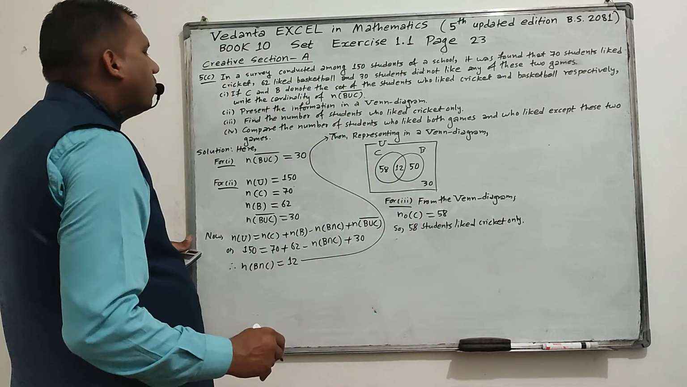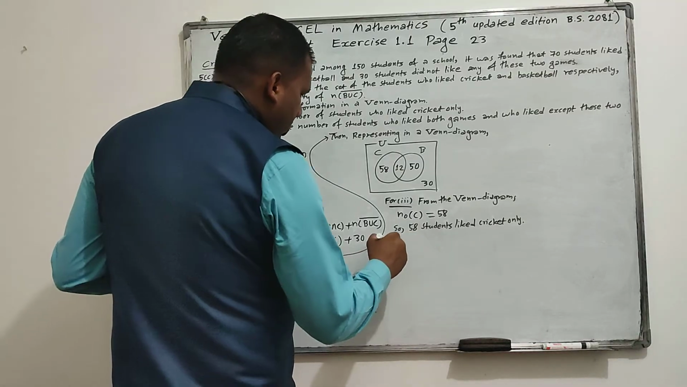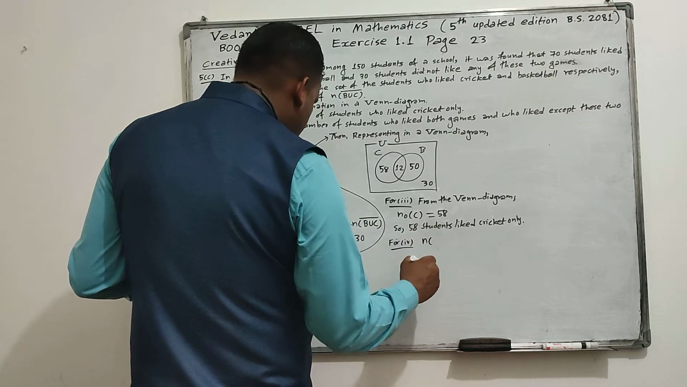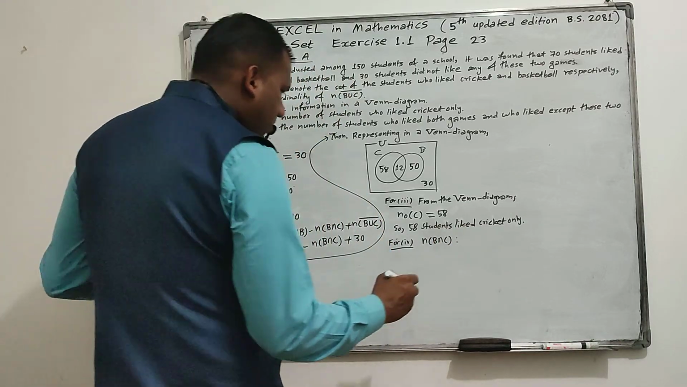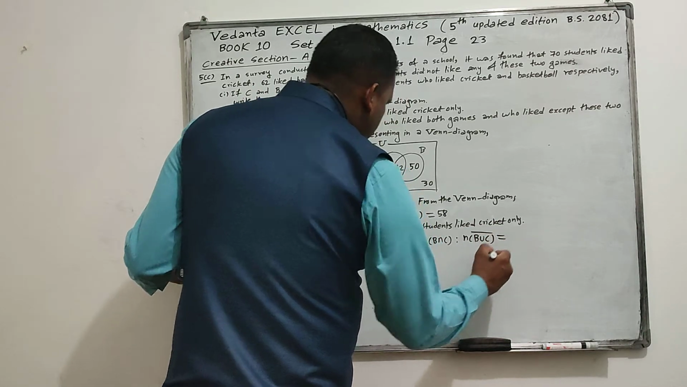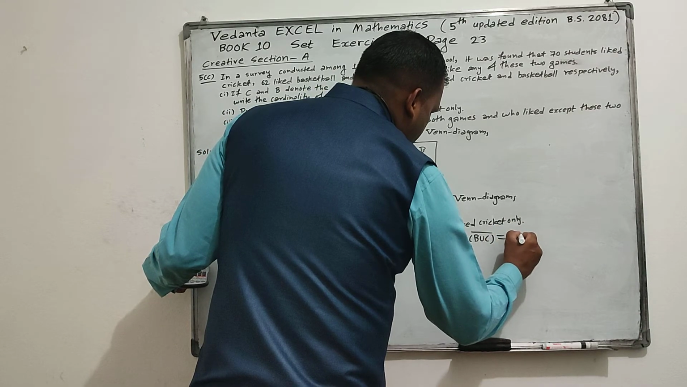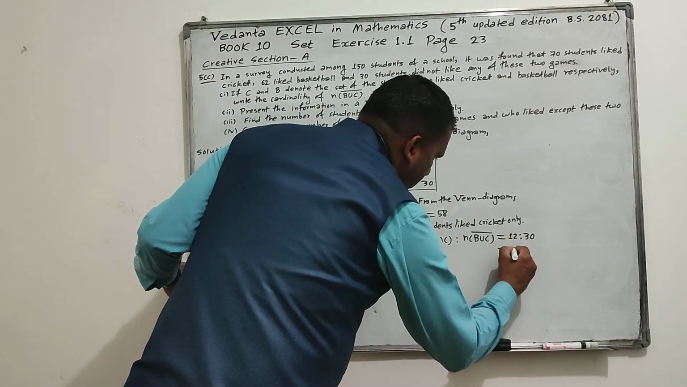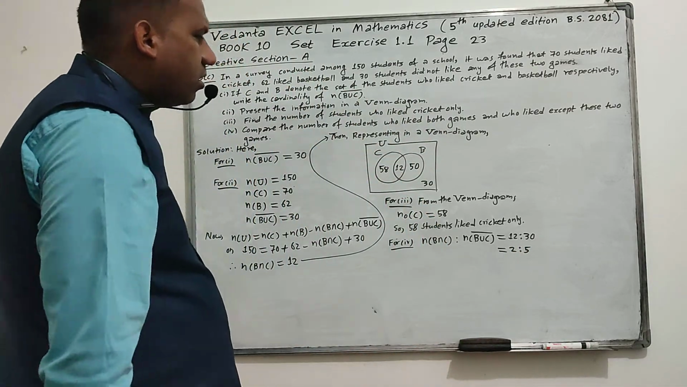For 4, compare the number of students who like both games and who like none of these games. Who like both games, n(B intersection C), is to who like no game, n((B union C) whole complement). Intersection data is 12 and complement data is 30 from the Venn diagram. 6 2s are 12, 6 5s are 30. So the required ratio is 2:5.